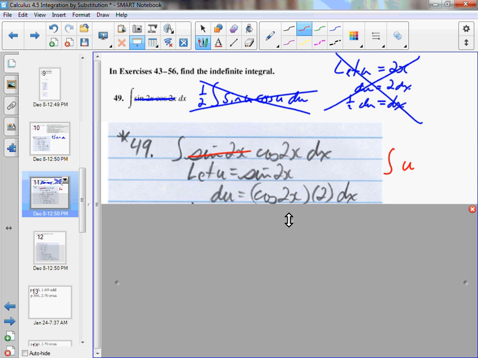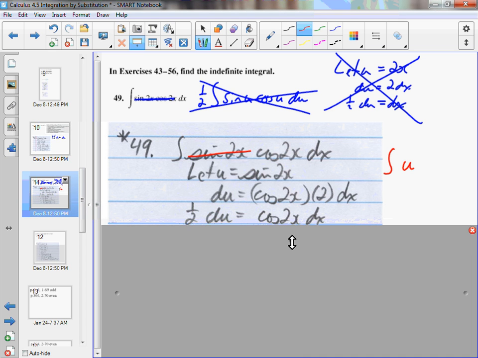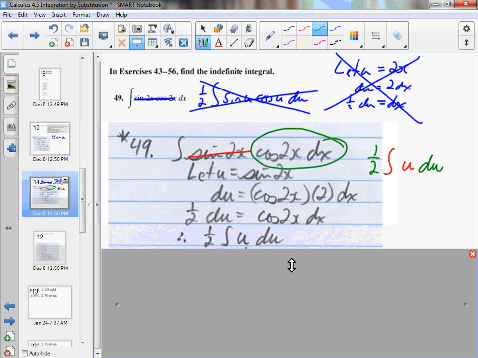We need to replace the cosine of 2x dx. So multiply both sides by 1/2. And now we can replace the cosine of 2x dx. What are we going to replace the cosine of 2x dx with? 1/2 du. We're going to replace that, which I just circled in green, with 1/2 du. And when we do, we get a very simple integral problem.